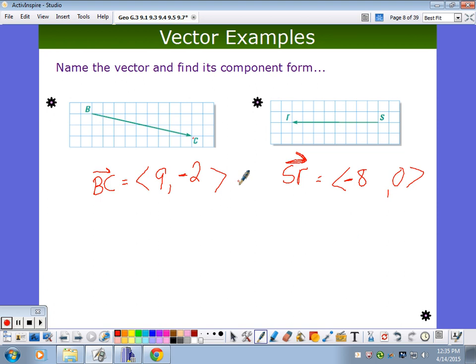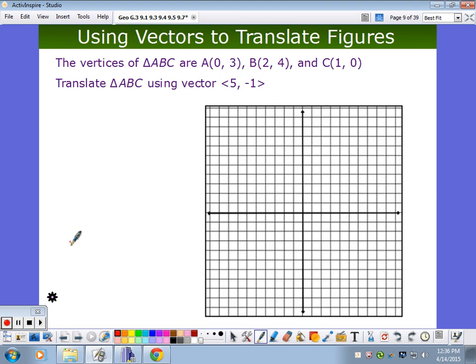Well, if you do RS, that's naming a different vector, because now your direction is going the other way. Remember, direction is important with the vector. The reason I went this way is, it's a little hard to see here, but here's where the arrow is. So if I want this particular one, I have to go in that direction. It's kind of like ray RS. I have to go in that direction. Go the other way, and you're naming a completely different vector. All right, so we can use this vector notation as another way to describe a translation.